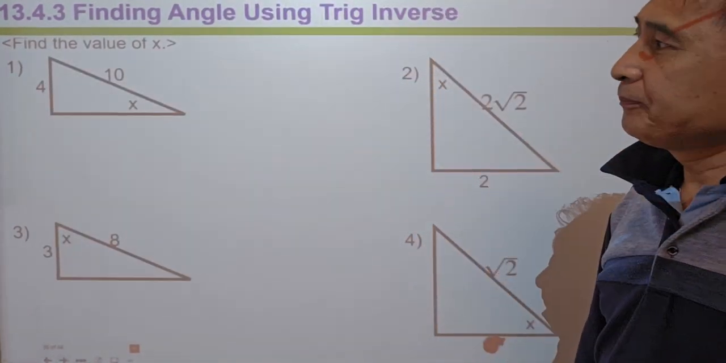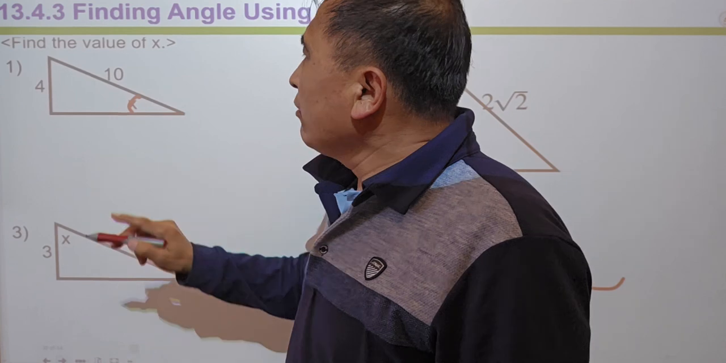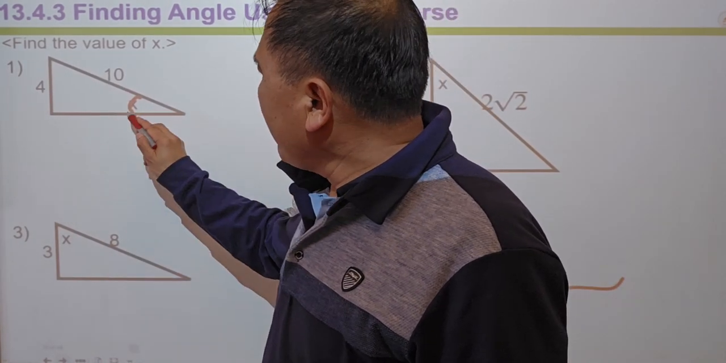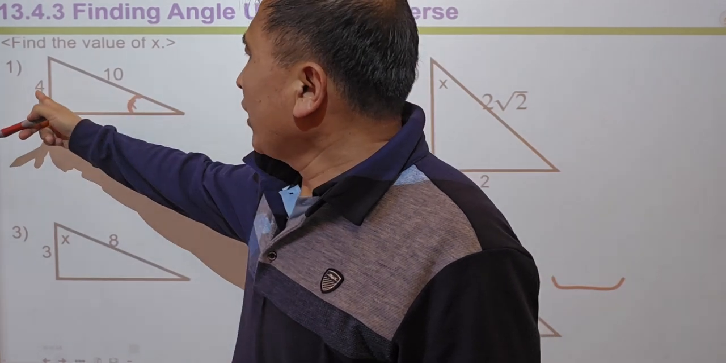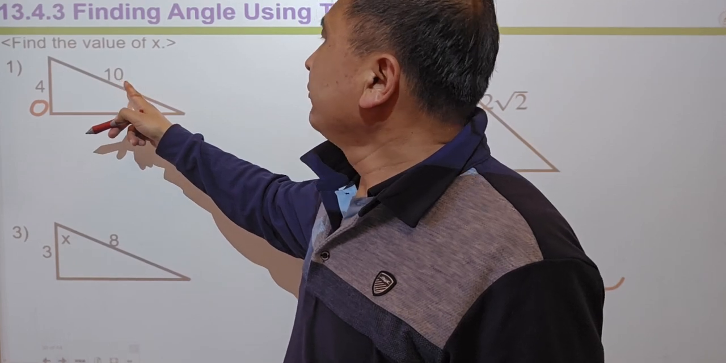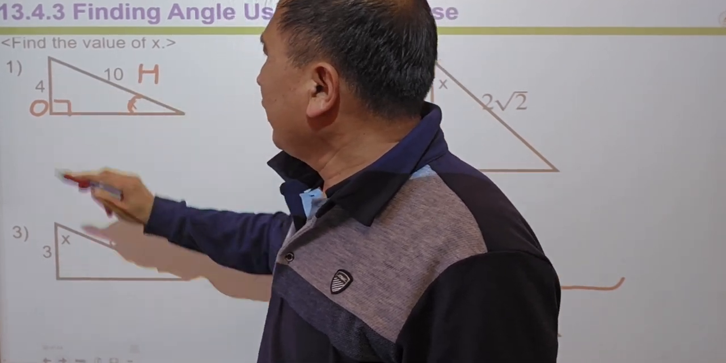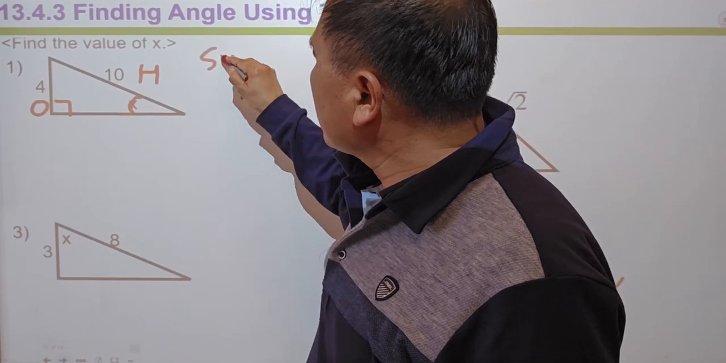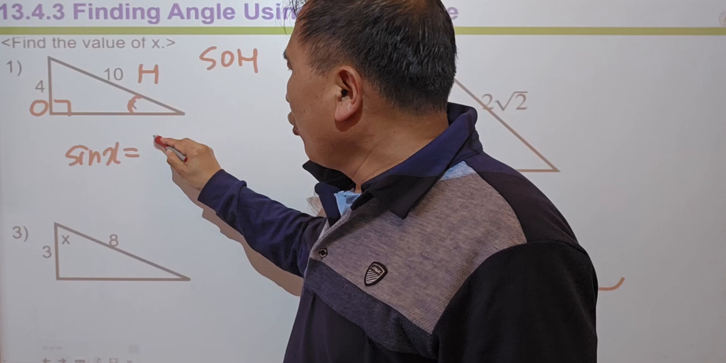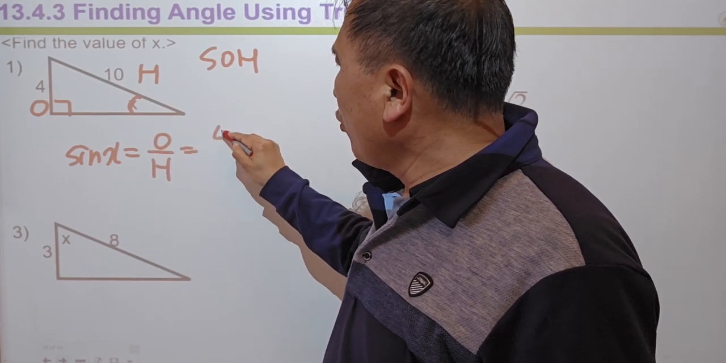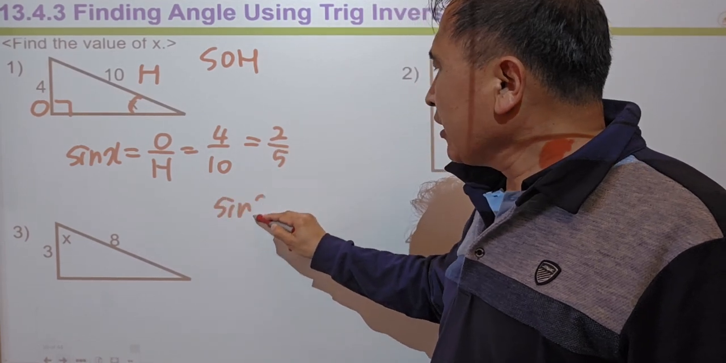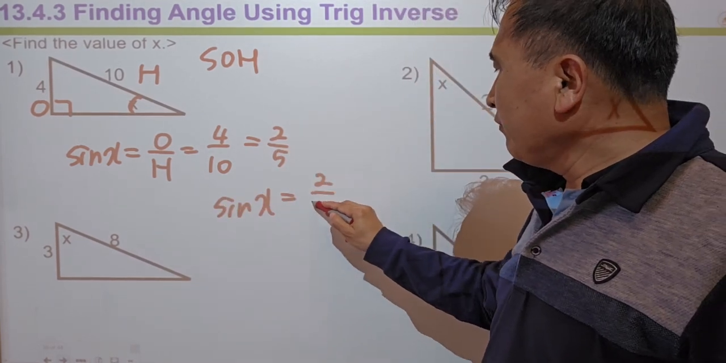But now they're asking for the angle from given side lengths. From this angle x, what side is this? This is the opposite side, and this is the hypotenuse, all the time, with the right angle right there. That means sine. Sine x equals opposite over hypotenuse, which in this case is 4 over 10. You can simplify that to 2 over 5. So sine x equals 2 over 5. What angle makes that?